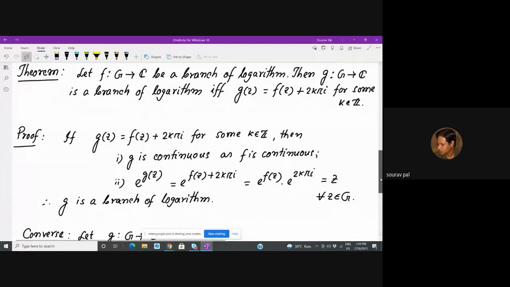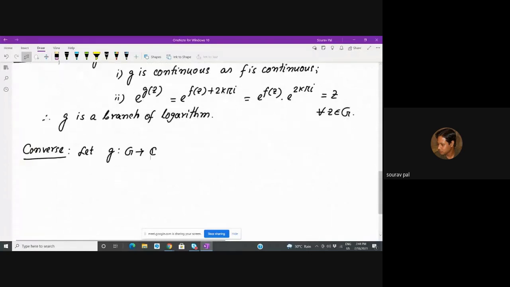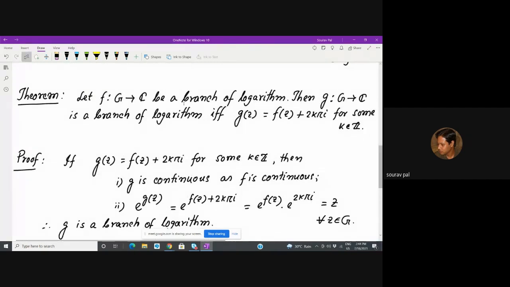Nevertheless, let us go to the converse. That will be written as a remark. So you just look at the statement of the theorem, okay? What I am going to prove. So now the converse. Let g be a branch of logarithm. The aim of this theorem, you just take a look at the statement: given a branch of the logarithm f in a region, so this is given. This is a part of the hypothesis, the first sentence. Then how can you obtain all branches of logarithm in that region G?